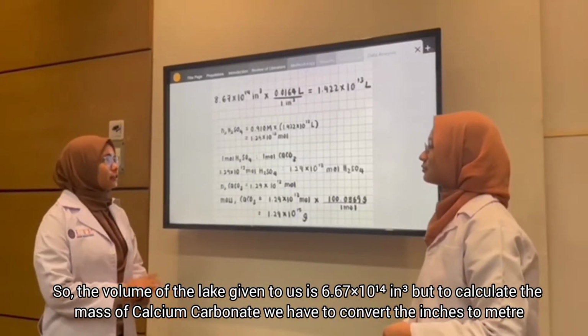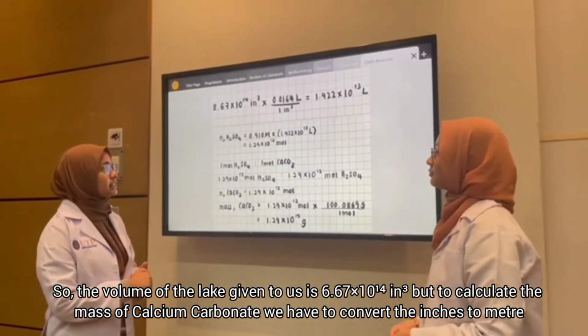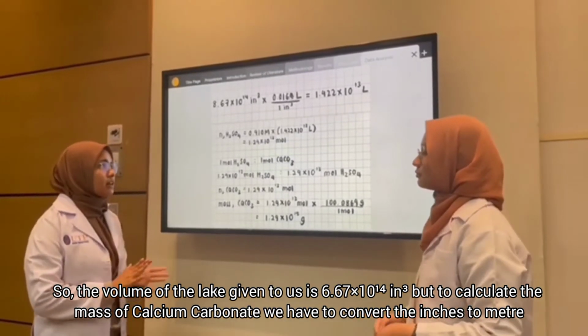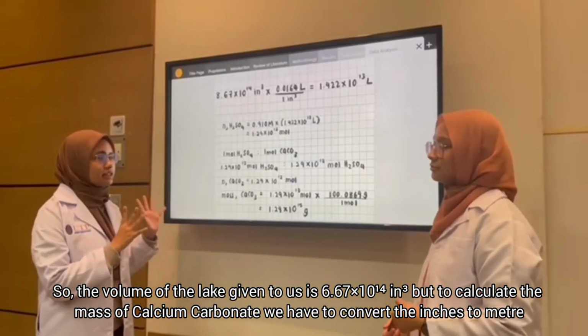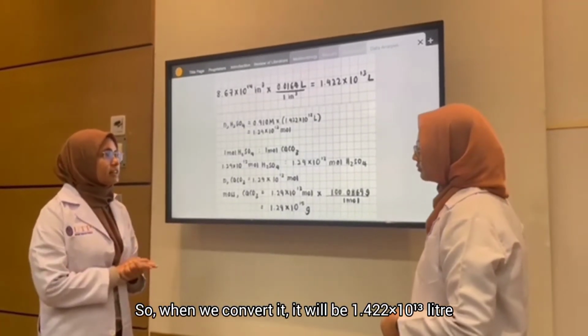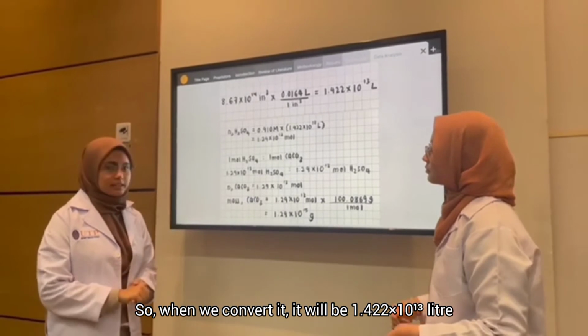The volume of the lake given to us is 8.67 × 10^14 inches cubed. But to calculate the mass of calcium carbonate, we have to convert the inches to liters. So when we convert it, it will be 1.422 × 10^13 liters.